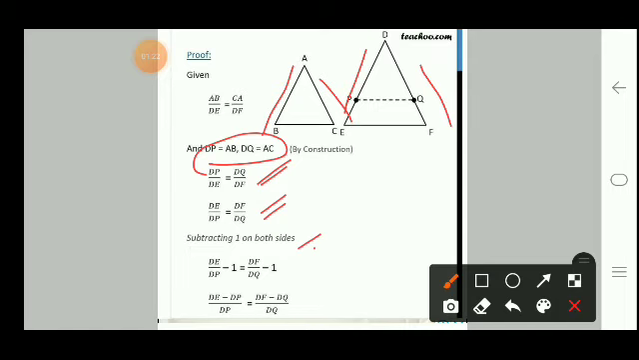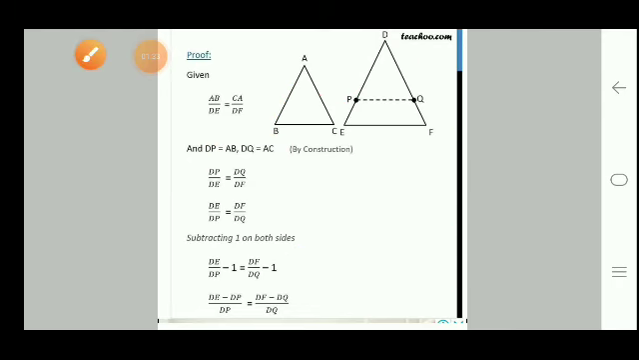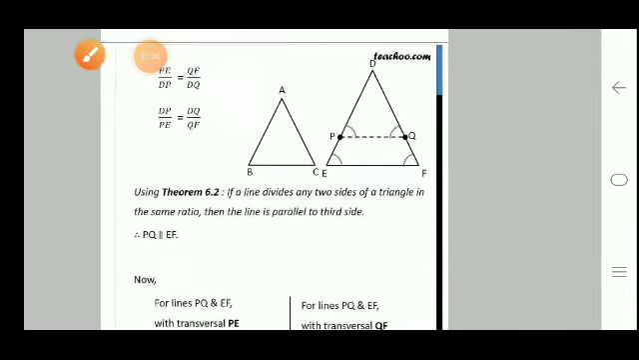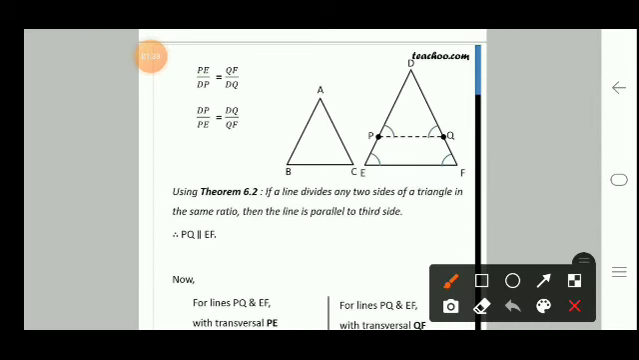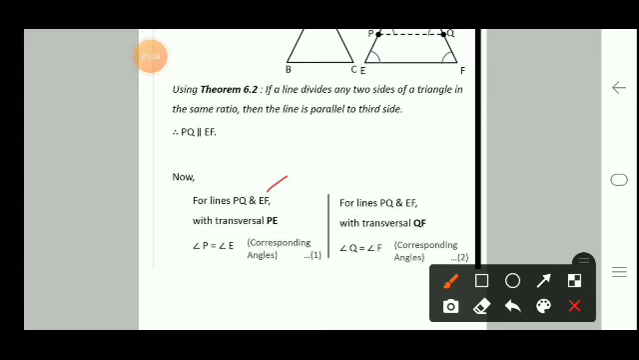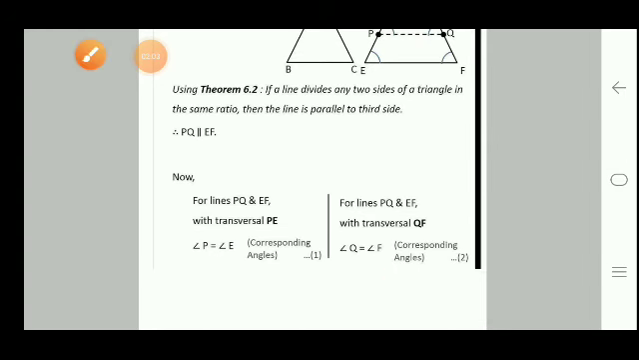When we subtract, we have DE over DP minus 1 is equal to DF over DQ minus 1. Then we have DE minus DP over DP is equal to DF minus DQ over DQ. Then the result we are getting is PE over DP is equal to QF over DQ, or we can write DP over PE is equal to DQ over QF. So by the converse of the BPT we can say that PQ is parallel to EF. Now PQ is parallel to EF, it means the lines PQ and EF have DE as the transversal, so angle P is equal to angle E. In the same way, angle Q is equal to angle F, corresponding angles.